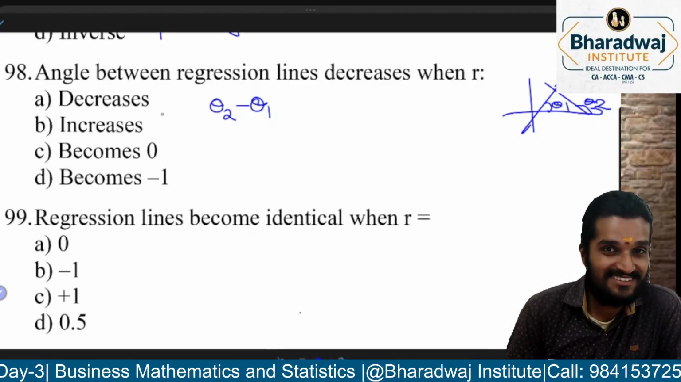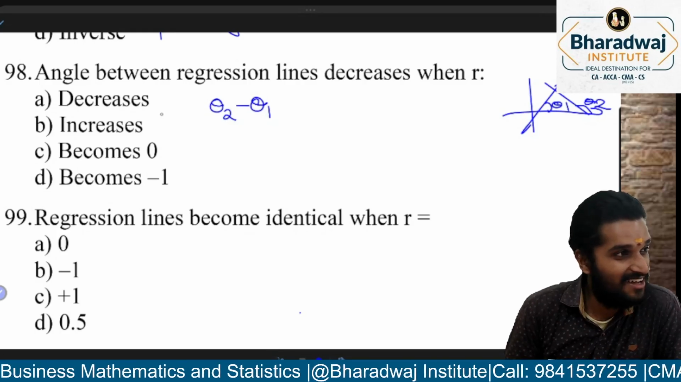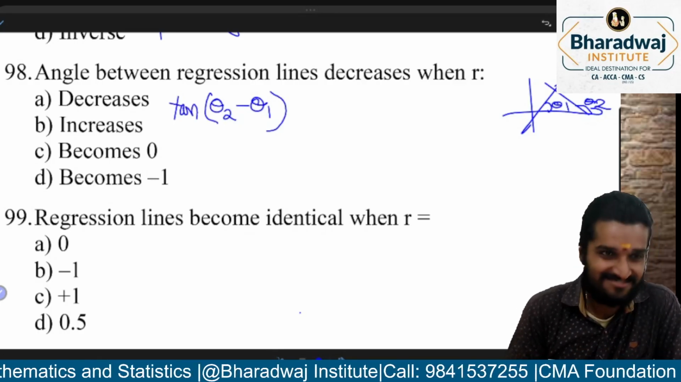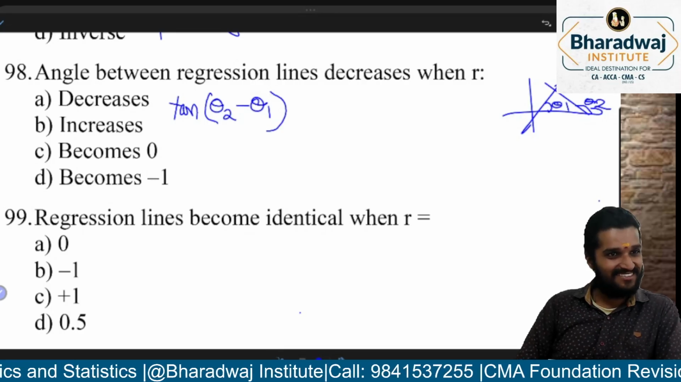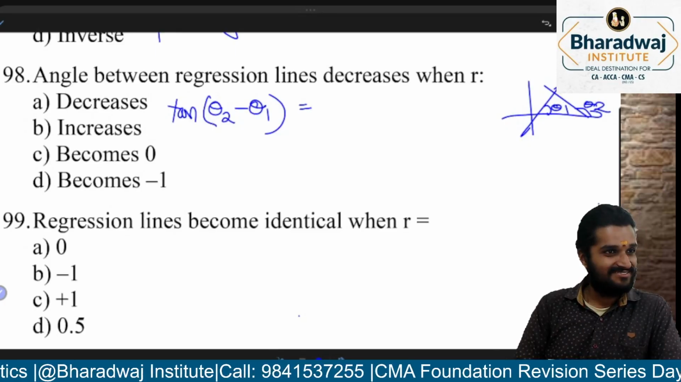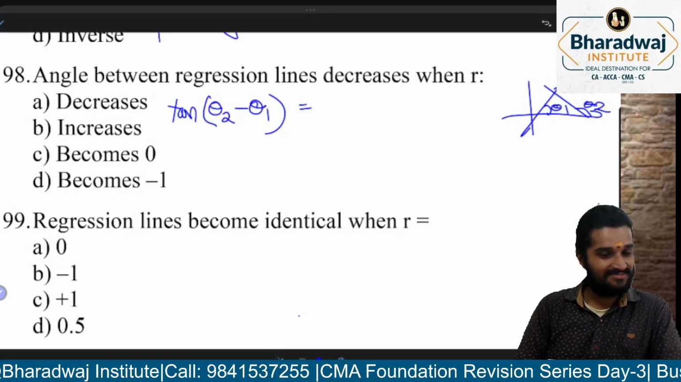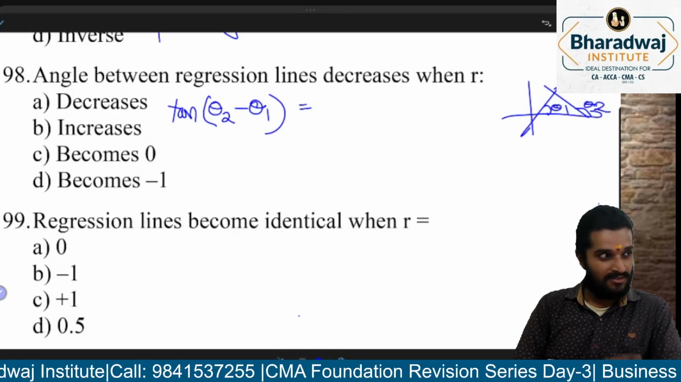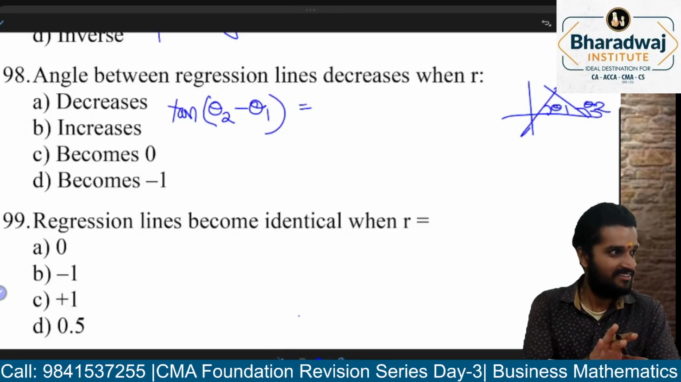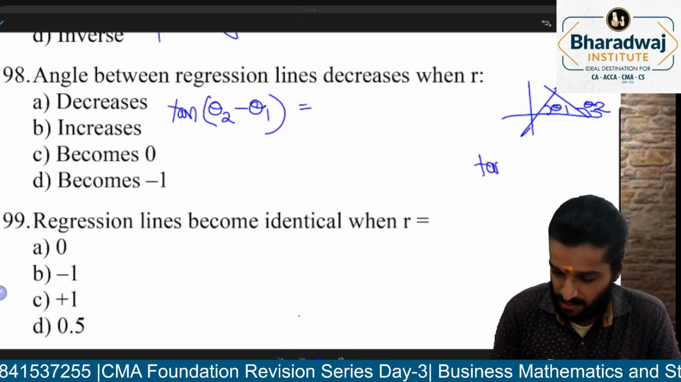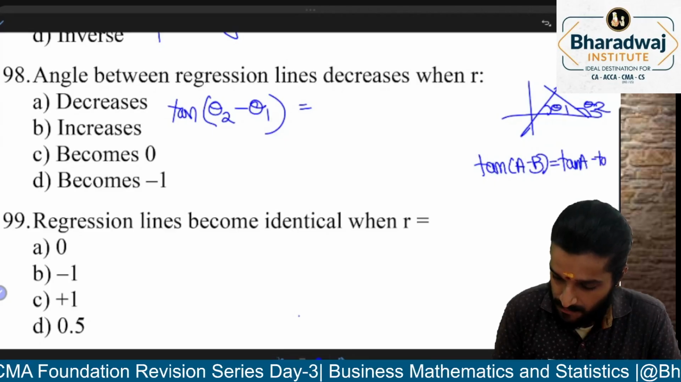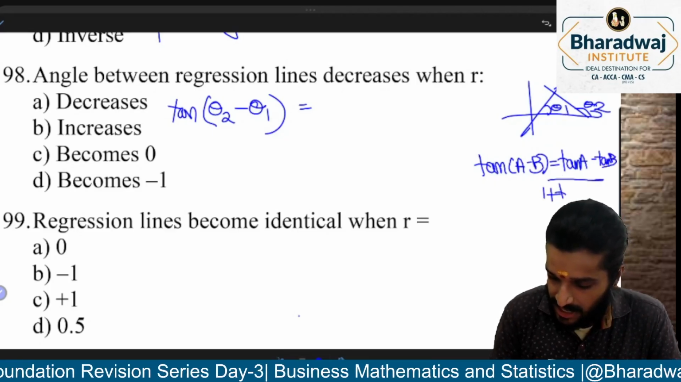Regression coefficient is nothing but slope, right? You have another name for slope, which is tangent. Tan A minus B formula. Those people who haven't studied mathematics in 11th and 12th, leave it. Let me give the formula. Tan of A minus B is equal to tan A minus tan B divided by 1 plus tan A tan B.